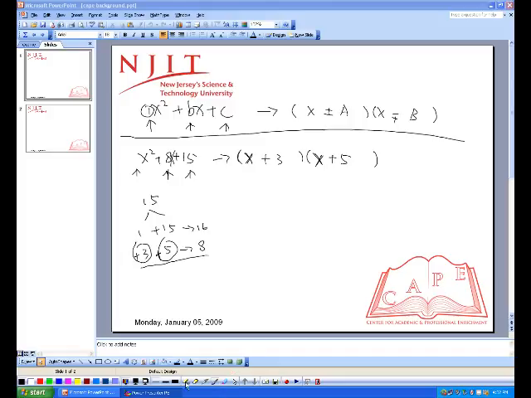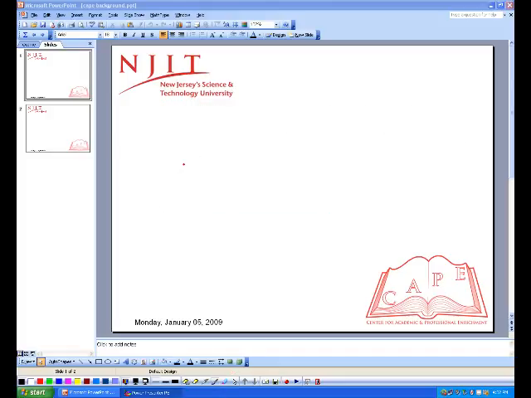Let's try another example. x squared minus 6x minus 16. Now remember we have minus 16 here, and we want to find a pair of factors that gives us exactly minus 16. Well, let's try 1 and negative 16. 1 times negative 16 gives you negative 16, so that's a good factor pair. But does 1 minus 16 give you minus 6? Not really. So this pair doesn't work.